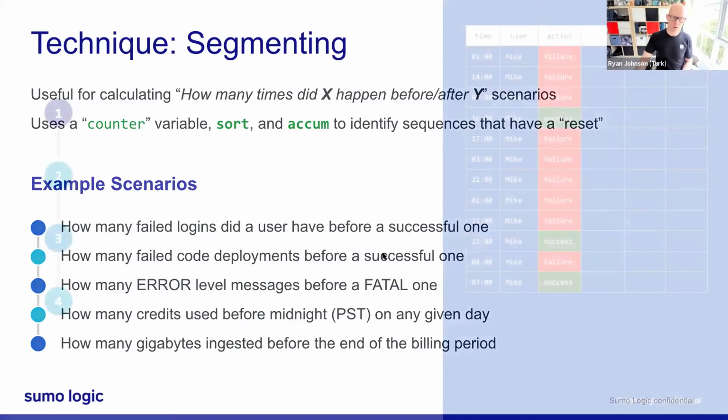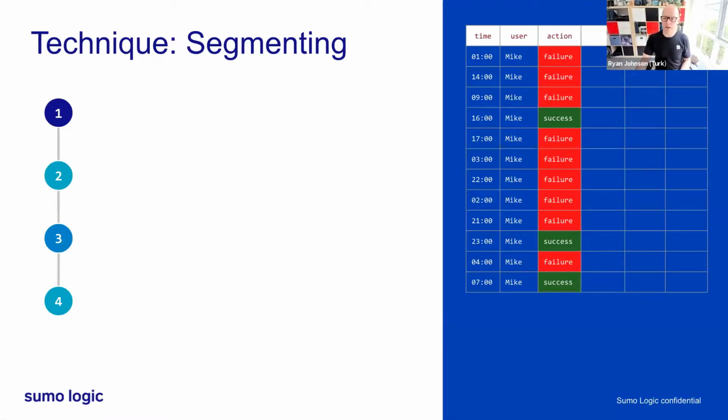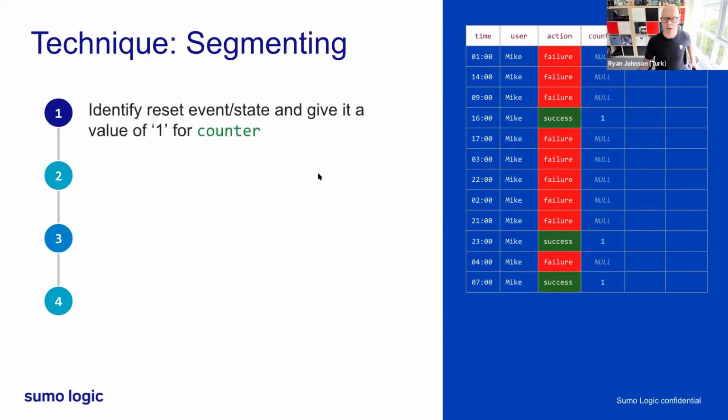So let me take you through it. This is at a high level. I'll take you through it as part of the query language in just a moment. Step one: this is largely what you saw just before in Sumo Logic, an unordered list, but it still has the time, the user, and whether they succeeded or failed. The first thing I want to do is assign a value of one to our reset events. In this case, the failed logins before a successful event. So that's our reset event. We've created a field called counter.